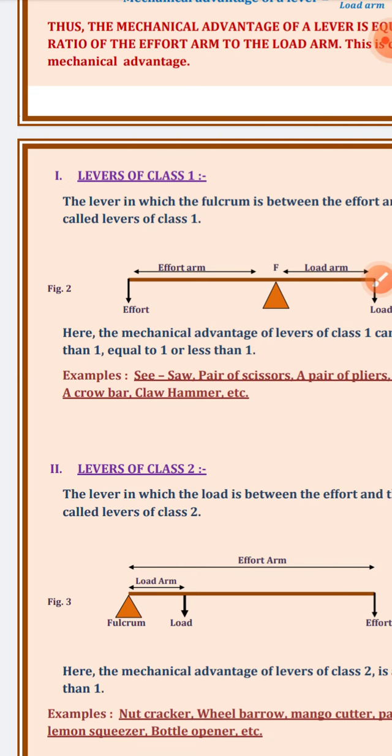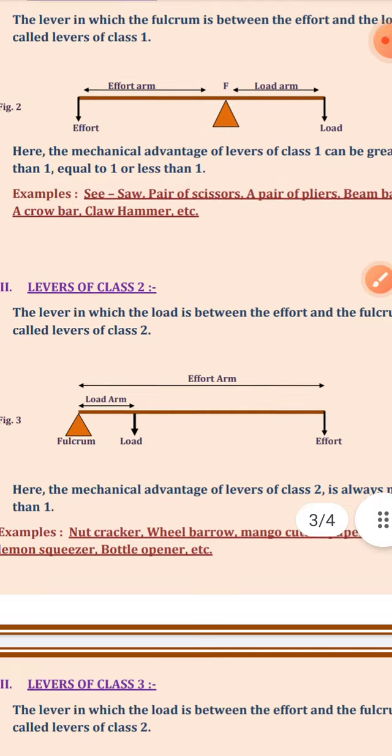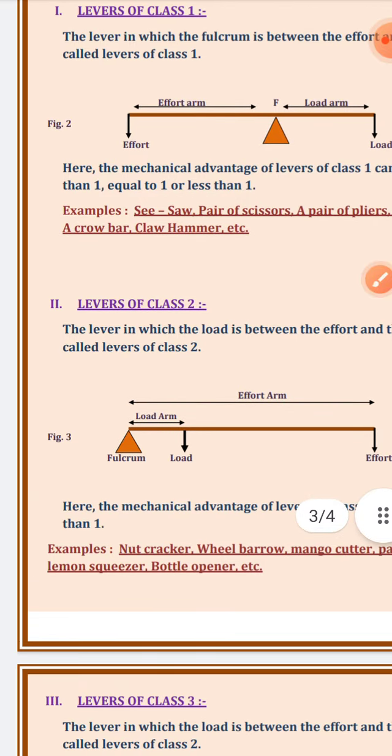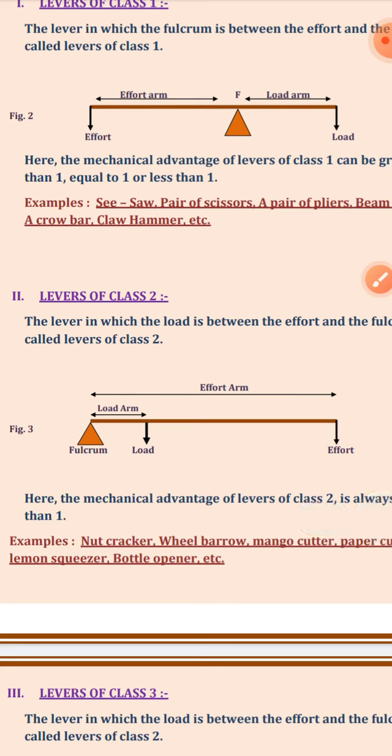Now coming to levers of class 2. Over here, the lever in which the load is between the effort and the fulcrum is called a lever of class 2. So over here the load will be between the fulcrum and the effort. Now the distance between the effort arm and the load arm varies much in this class.